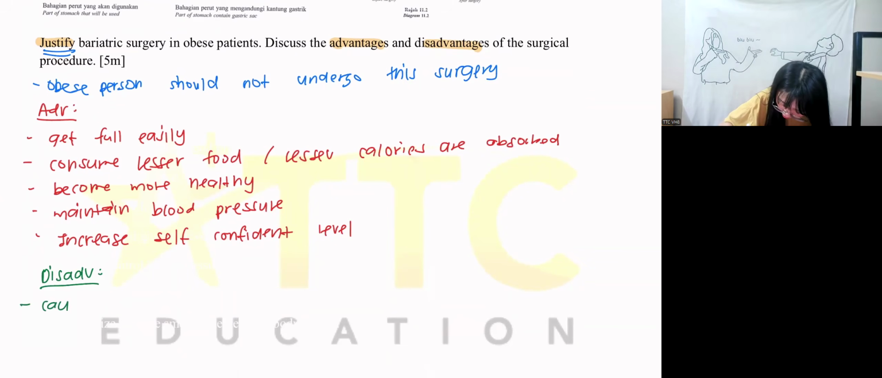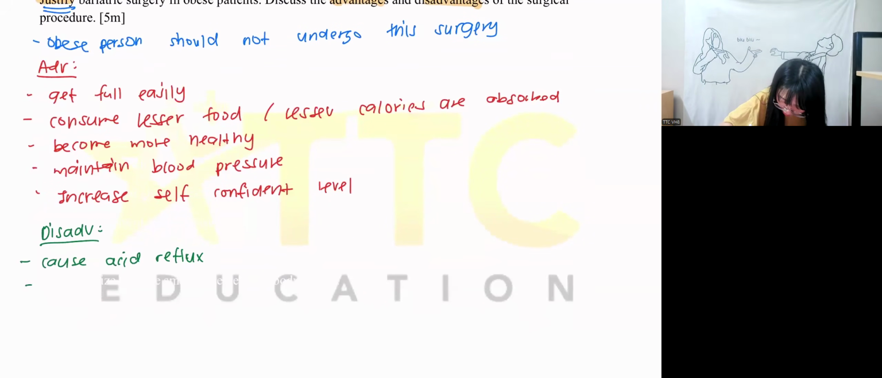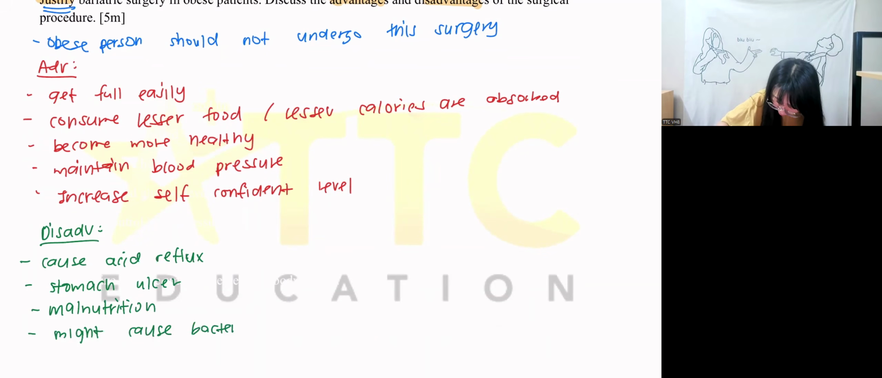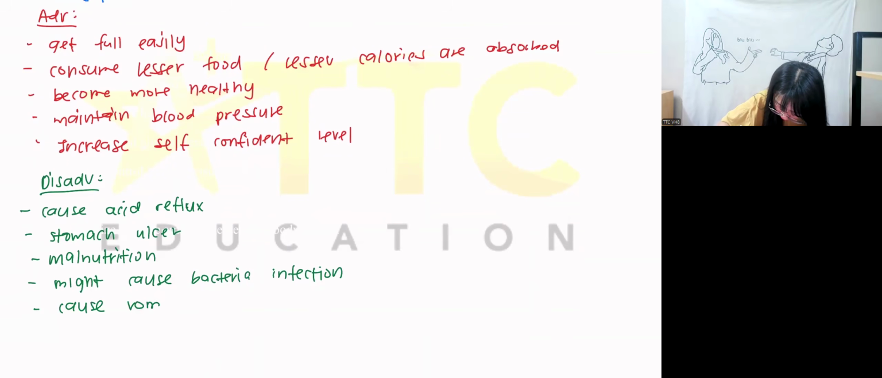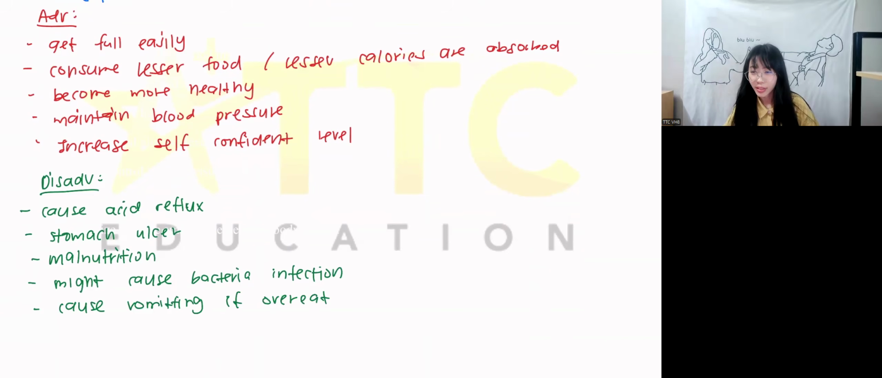for disadvantages, you can write causes acid reflux. You can say stomach ulcer, malnutrition, it will cause bacterial infection, might cause bacterial infection. Or you want to say it will cause vomiting also can. Cause vomiting if overeat. I should use a more healthy way to reduce weight loss, nutrient deficiency, possible infection during surgery, correct?